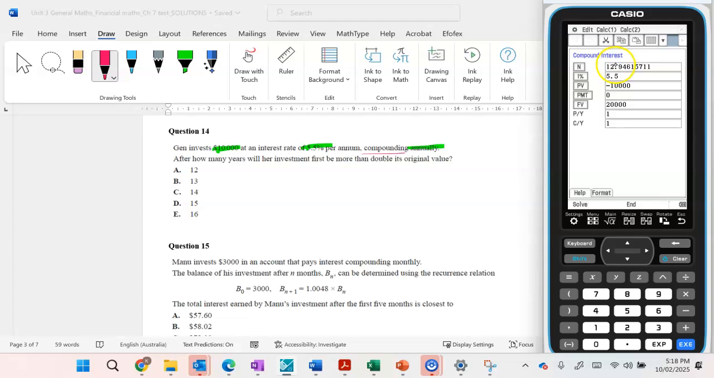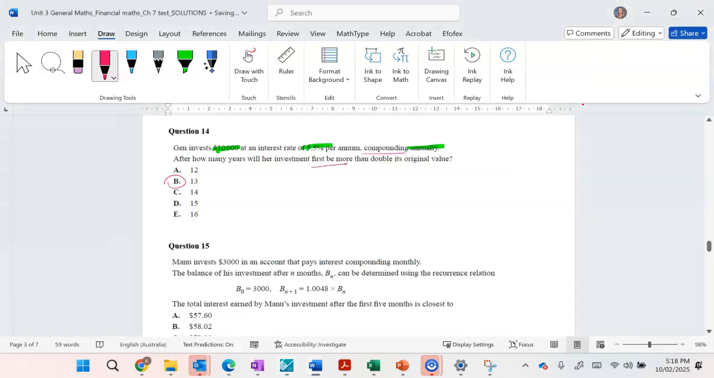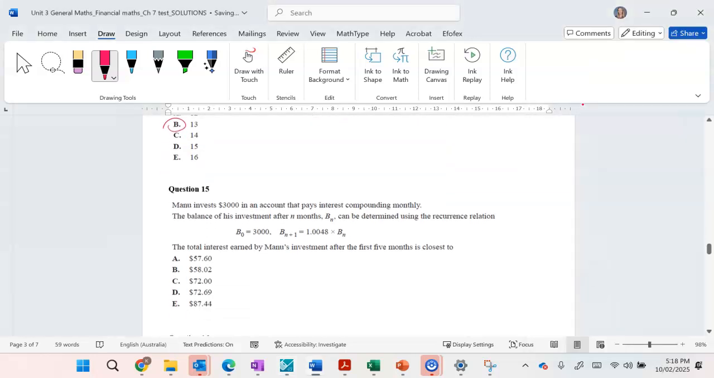Now, have a look here. If we were to do 12, we're not going to get double. So if I just get rid of all this and do 12, our future value, we're not going to get over 20,000. So we do have to go up to 13, and then we're over 20. So it's first be more than double. So it's going to be 13.